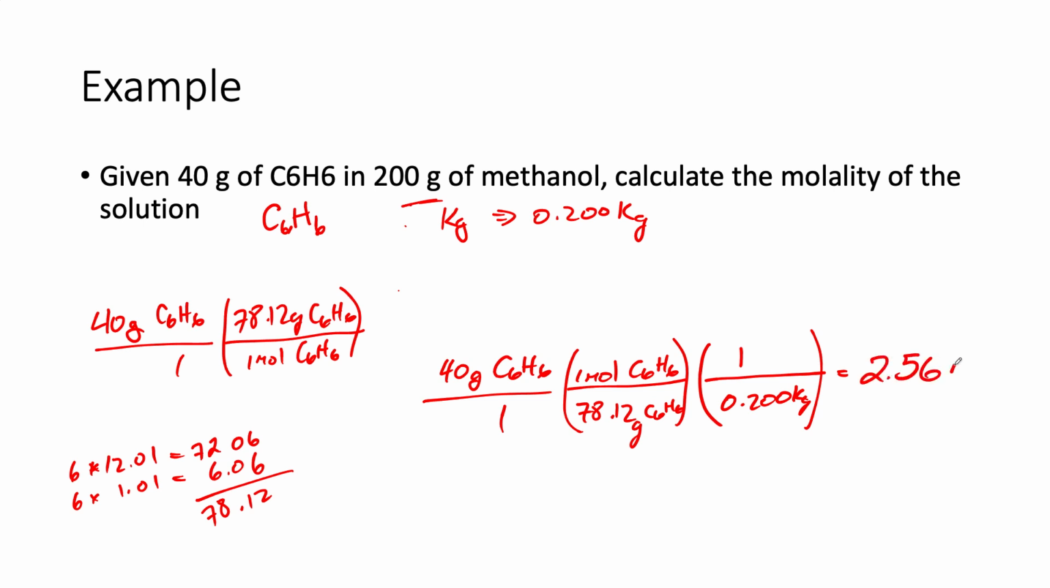2.56 moles per kilogram, or 2.56 little m of C6H6 in methanol. And on the Google Forms, all we need is the answer. We don't need the unit.